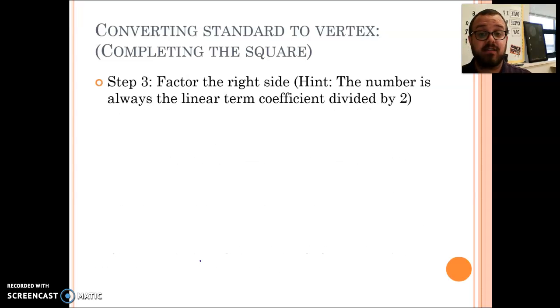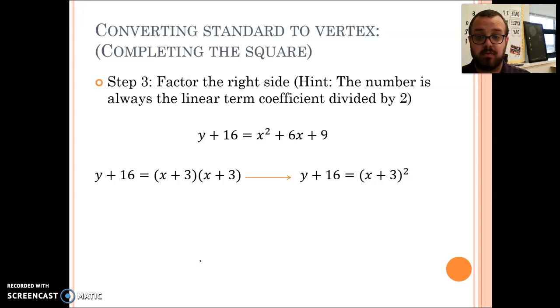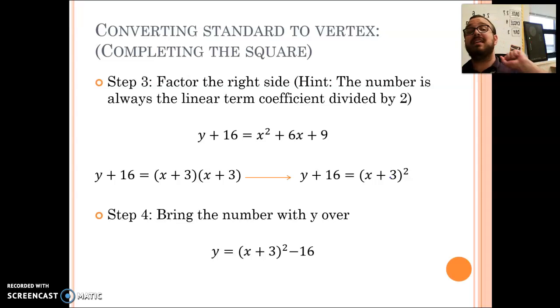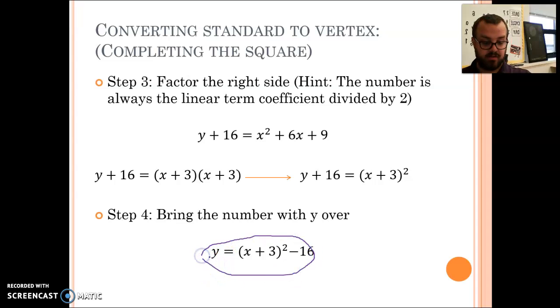Then we go ahead and we factor that right side. Again, just like we did with completing the square. You already know whatever that coefficient was divided by 2, that's what it's going to be. So we know that it's going to be y plus 16 equals x plus 3 squared. And then we go ahead and we move that number back over, and now we're in vertex form, okay? Basically the exact same steps you did before when you did completing the square, just instead of this y being a 0, the y is just going to kind of hang out the whole time, so you get a final answer that looks like vertex form.